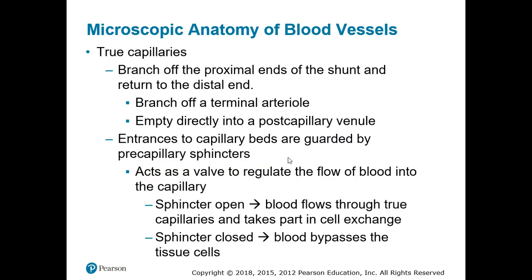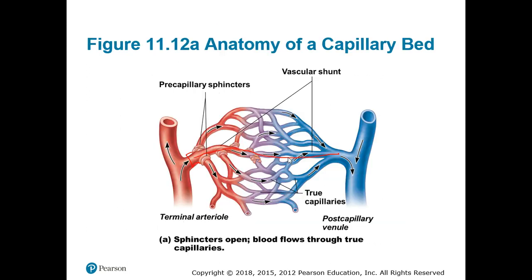So to talk about the vascular shunt versus true capillaries, we should know that true capillaries branch off of the proximal end of the shunt. Proximal means closest, and they return at the distal end. To give you a little more context, they're going to branch off the terminal arteriole. So over here, I have a terminal arteriole, meaning the last of the arterial blood vessels that are taking blood away from the heart. It's going to branch off right here.